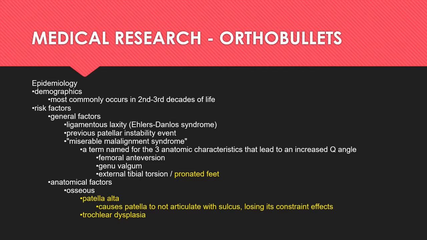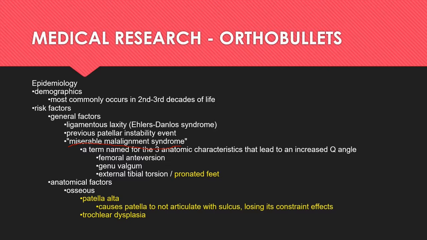OrthoBullets tells us that the risk factors for the development of patellar instability have to do in general with generalized ligamentous laxity associated with some congenital conditions, and with a prior patellar instability event such as a patellar subluxation or a patellar dislocation. It's also associated with what's known as the miserable malalignment syndrome, which is a term named for the 3 anatomic characteristics that lead to an increased Q angle at the knee. And we know that women have an increased Q angle at the knee compared to men.